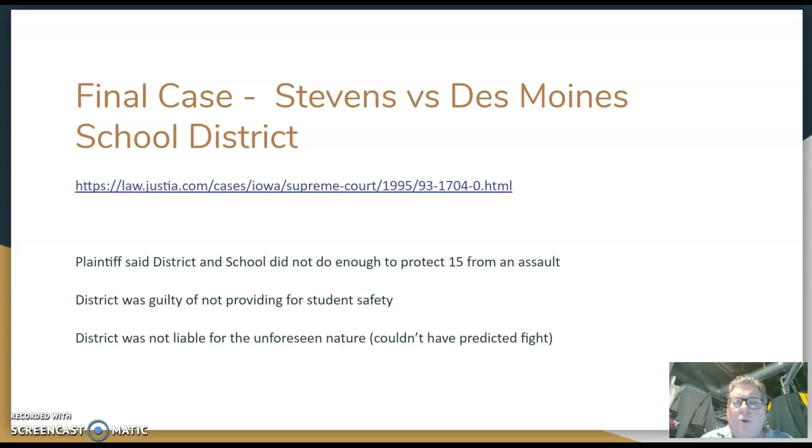The district was found guilty of not providing for student safety in the hallways and passing time between classes. But the district was not liable for the unforeseen nature of events. They couldn't have predicted a fight. These were not two students that knew each other. There was a racial slur from the victim. How much that mitigated things.